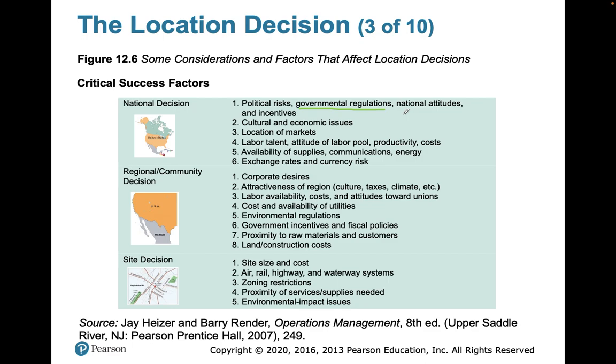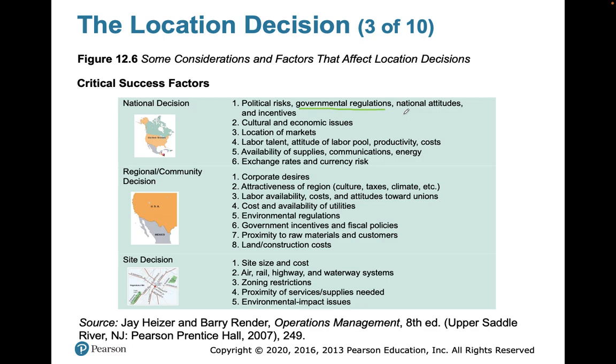Then you also have to look at the regional community decision: corporate desires, attractiveness of region, labor availability, cost and attitude towards unions, cost and availability of utilities, environmental regulations, government incentives and fiscal policies, proximity to raw materials and customers, land and construction cost. All this you must consider. Then for the site decision, when you've decided the nation, state, or country you intend to set up this business in, you then choose the region, the community.